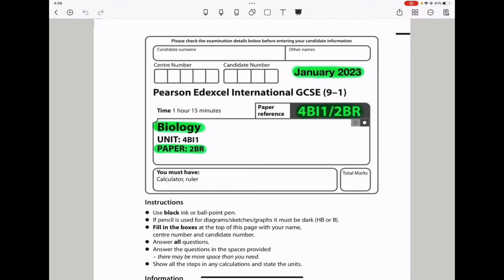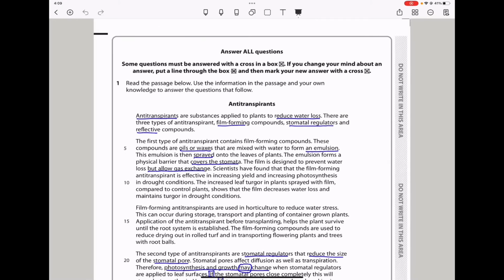Today we are doing the Pearson Edexcel International IGCSE Biology Paper 2BR for January 2023. Let us begin with the first question. So here they say, read the passage below, use the information in the passage and your own knowledge to answer the questions that follow. This passage is about antitranspirants.